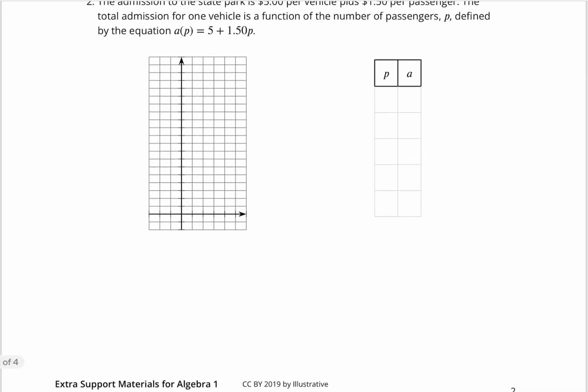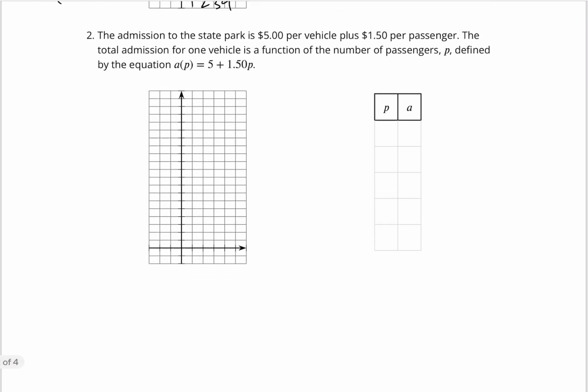All right, number 2, very similar to number 1. The admission to the state park is $5 per vehicle plus $1.50 per passenger. Total admission for one vehicle is a function of the number of passengers. So total admission is a function of number of passengers. So here we have our dependent variable as a function of the independent variable. And it's defined by this equation here. So this is what I'm going to use to fill out my table.